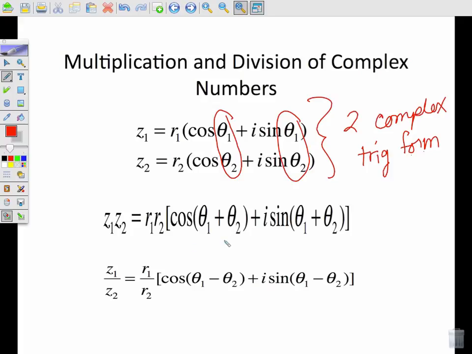So in multiplication, you multiply the r's and then you add the angles. You can look at the division here, and you're going to want to probably pause the video and make sure that you get these equations written down. But in division, you are dividing the r1 and r2, and then you subtract your thetas. Subtract your thetas.